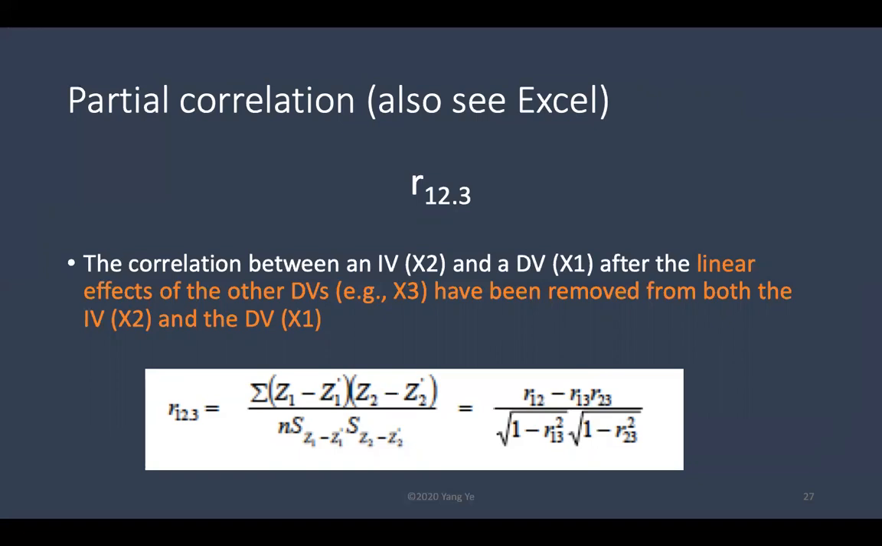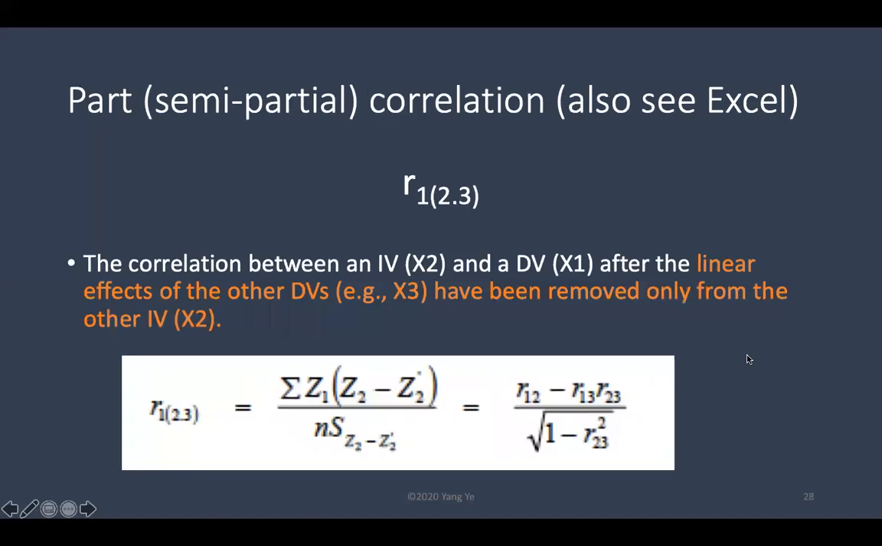The equation is down there in case you're interested. You can see that in the numerator, it's R12 minus R13 times R23. So it means subtracting the product of R13 and R23 from R12. And in the denominator, you can see the standard error term for both R13 and R23.